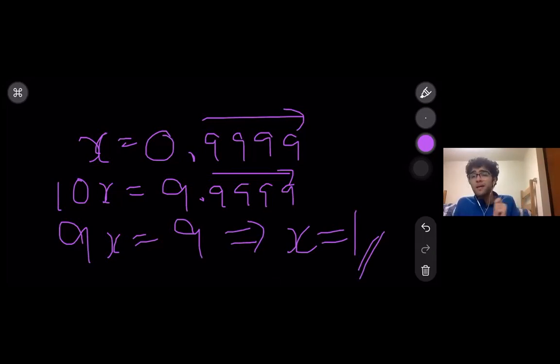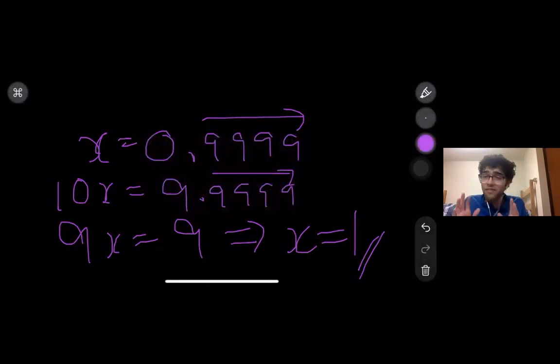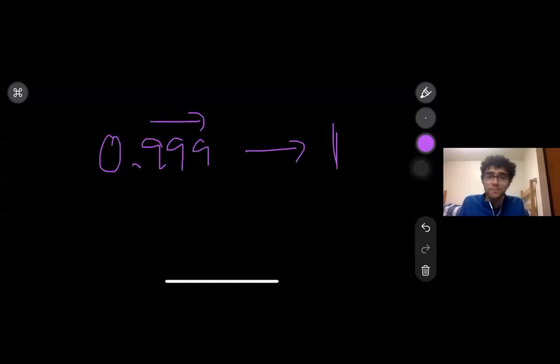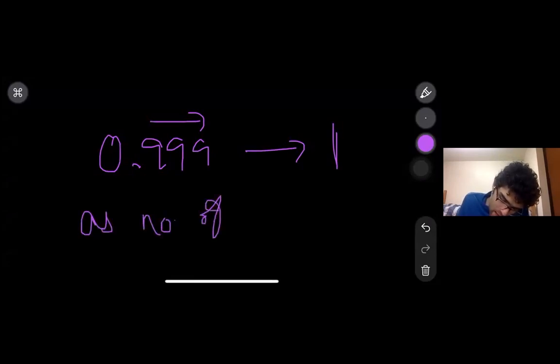There's a way to fundamentally understand what this equation means. And I will write it in the language of calculus and in the language of analysis. We say 0.99999 tends to 1 as the number of 9's tends to infinity.